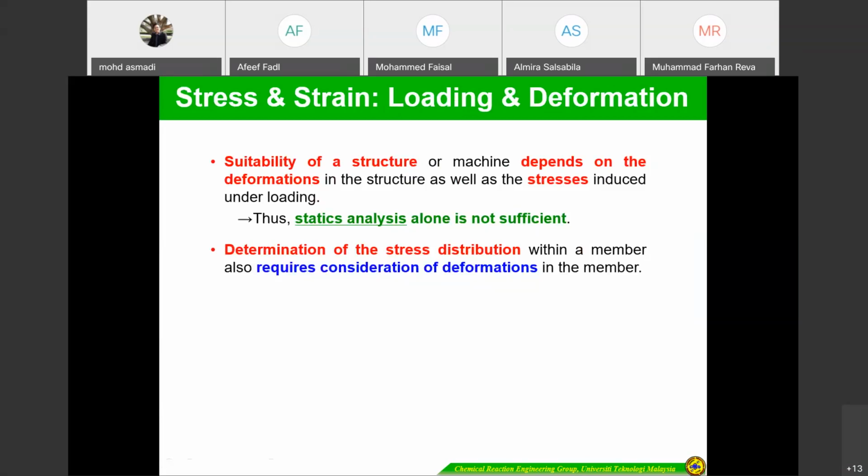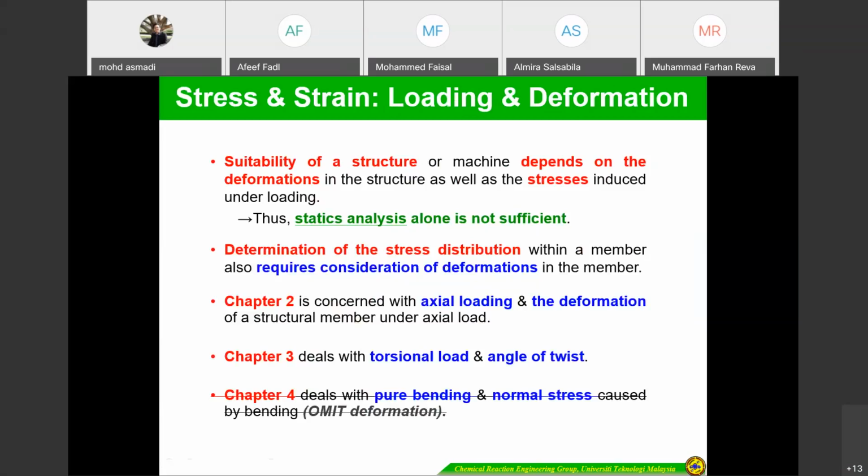Okay, so chapter 2 is concerned with axial loading and the deformation of structural members under axial load. While chapter 3 deals with torsional load and angle of twist. This one is more like a gear, an application for the engine, more like a moment. We use knowledge of the moment for chapter 3. And chapter 4 we omit for this course.